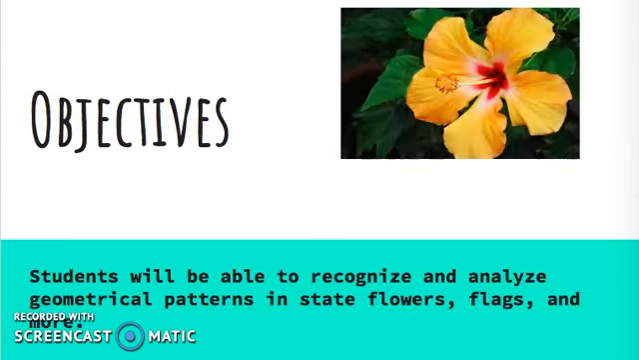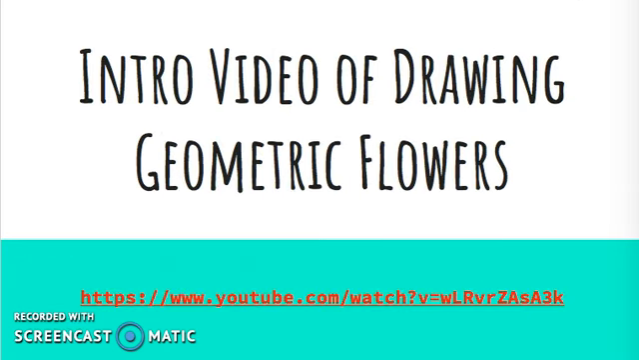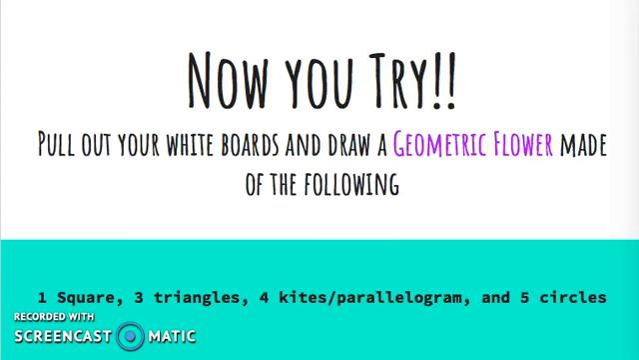So first, I want to say our objective is students will be able to recognize and analyze geometrical patterns in state flowers, flags, and more. We're going to start out with an intro video, just to get your brains working and see where it goes from there. So now we're going to have you try out: grab your whiteboards and see if you can make a geometrical flower with 1 square, 3 triangles, 4 kites slash parallelograms, and 5 circles. Go ahead and try it out.